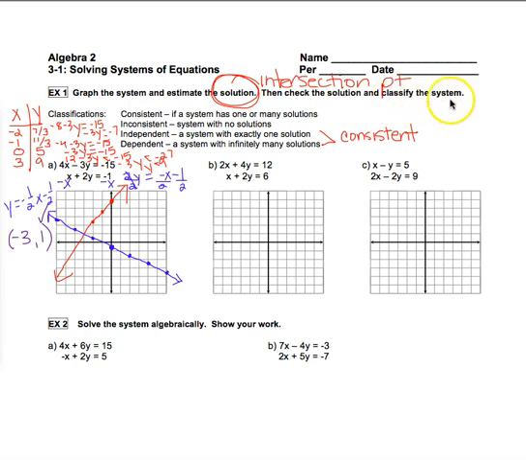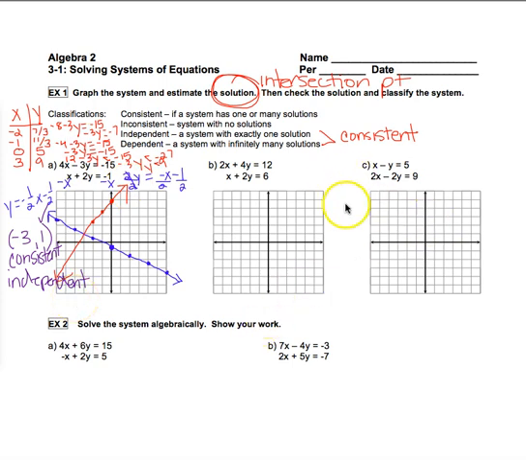So now we just classify it. So consistent or inconsistent. In this case, it has a solution. So we'll say consistent. And because it's consistent, we then need to say independent or dependent, and there's only one intersection point here. So we will say it's consistent and independent. And we are done with that one.